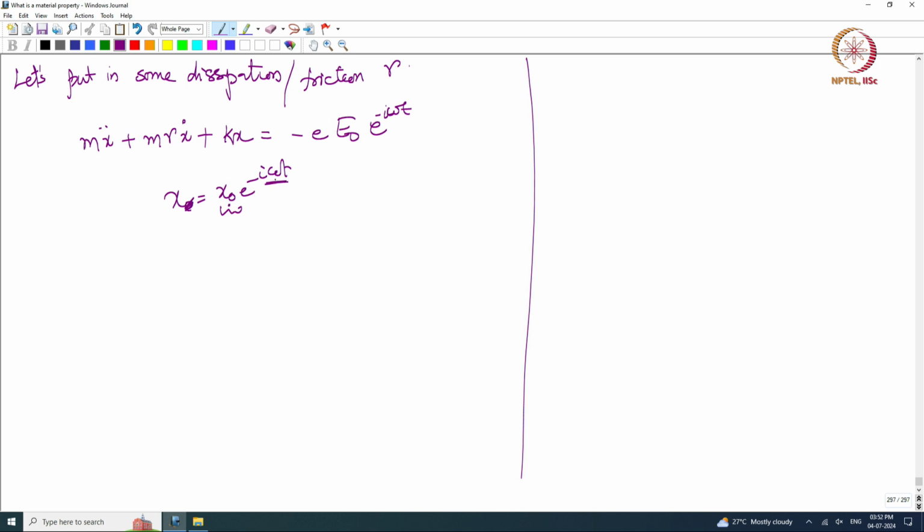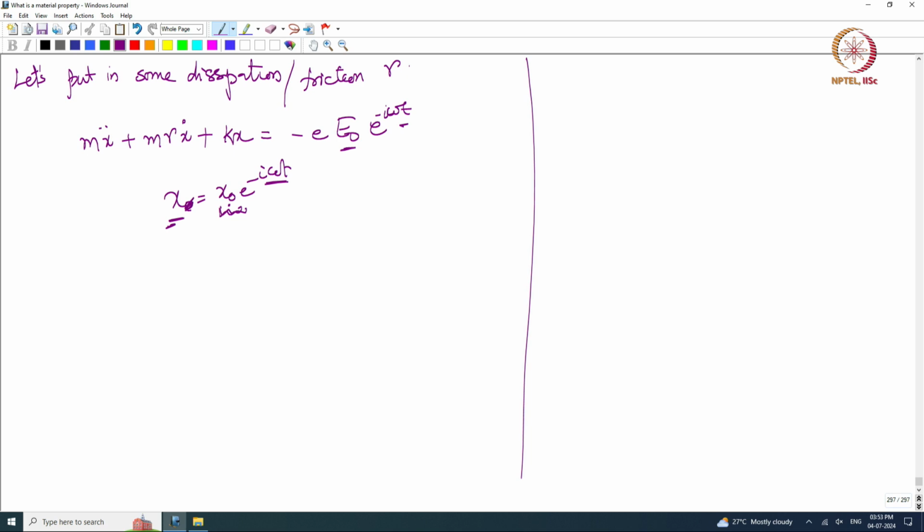So, x is not exactly in phase with E. Let us say the phase of E is 0, then there will be some phase difference for x compared to E. To incorporate the phase difference, I allow x naught to go imaginary, or rather, not imaginary, but x naught can be a complex function.